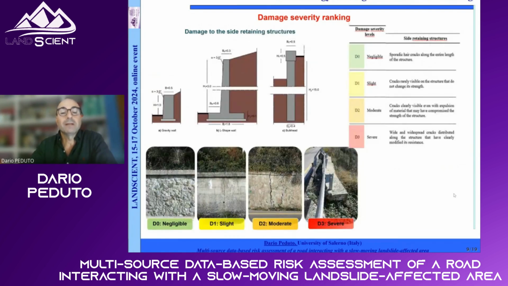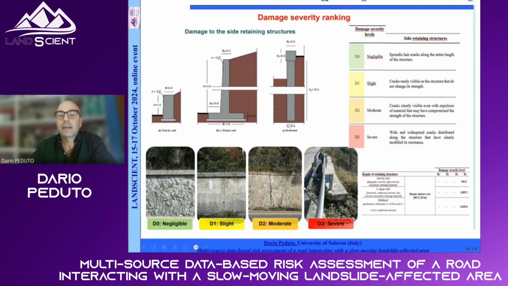Then moving to the retaining structures in the area, mostly consisting of gravity walls, L-shaped walls, or bulkheads. Also in this case, as you can see here from the photos, a distinction of the level of damage was carried out. You can see here this bulkhead, which was tilted due to the displacement occurring on the road due to the landslides. Also in this case, the cost of repair was computed, but just referring to D3, which was considered the reconstruction cost, because in the area we identified that the repair of the structures was not carried out until it reached the D3 level.